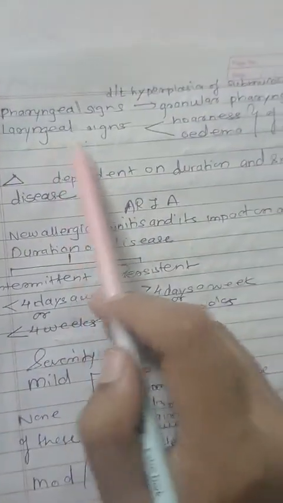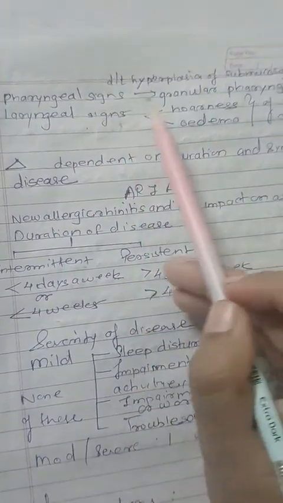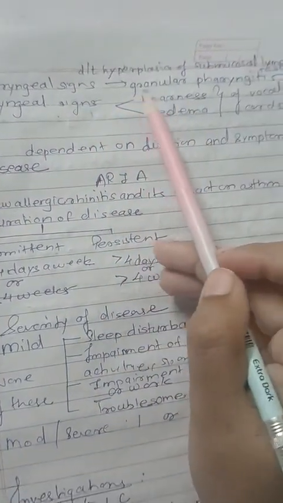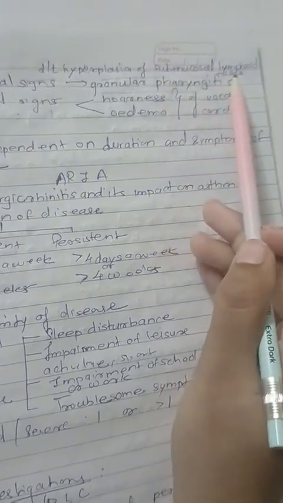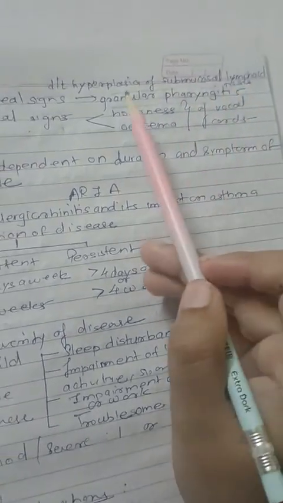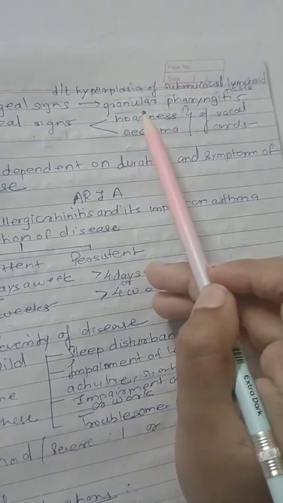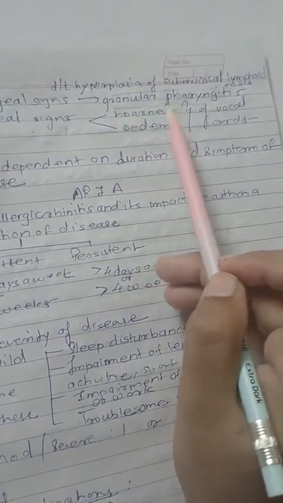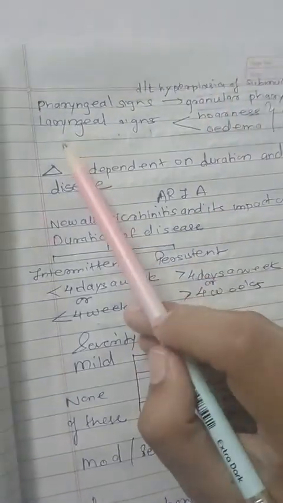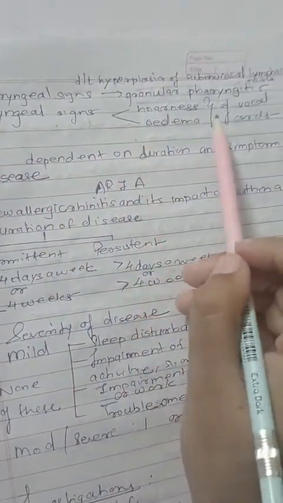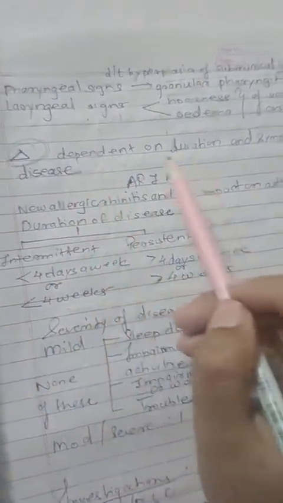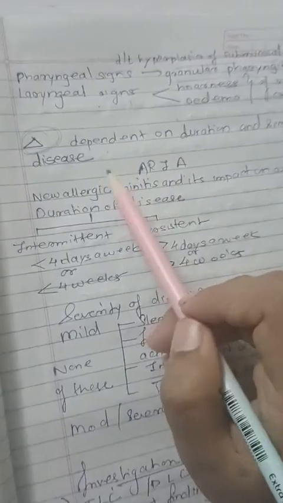Now talking about pharyngeal signs and laryngeal signs. Pharyngeal signs basically are like granular pharyngitis due to hyperplasia of submucosal lymphoid tissue. We have to also understand it is almost similar to what is seen as pharyngitis due to adenoid hyperplasia. And laryngeal signs are basically hoarseness and edema of vocal cords. Diagnosis is dependent on duration and symptoms of the disease.